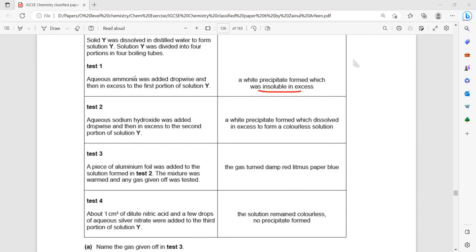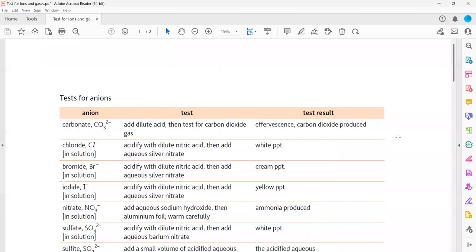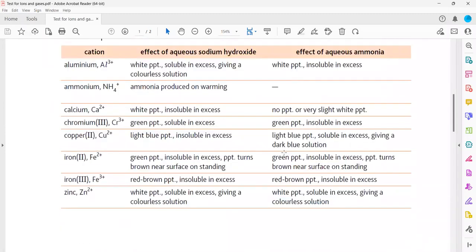So aqueous ammonia is added, and a white precipitate forms. Better, in the exam, the key for the tests for ions will be given. You can use that. But once you carry out different types of questions related to this, you should memorize it as well. That's also fine. So when you add aqueous ammonia, a white precipitate is there, which is insoluble in excess. There are two white precipitates: one is due to aluminum and another one is due to zinc.